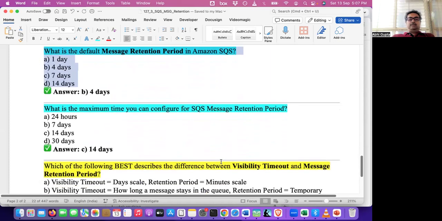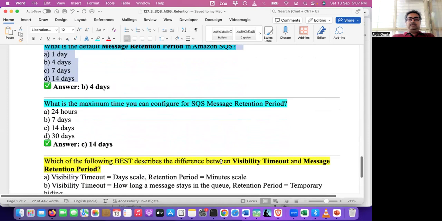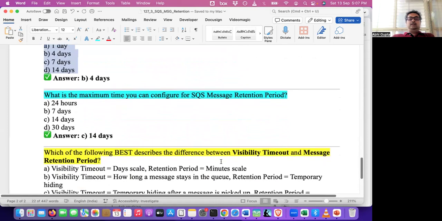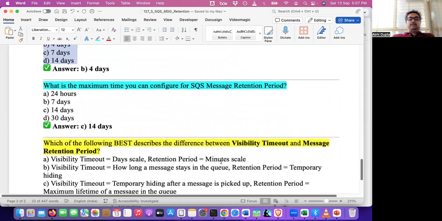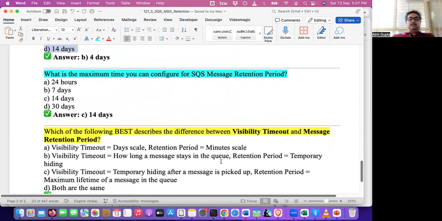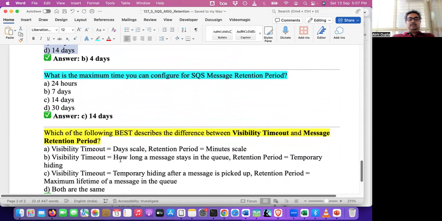Which of the following best describes the difference between visibility timeout and message retention period? You can pause and try to answer. Visibility timeout is temporary hiding after a message is picked up. Retention period is the maximum lifetime of a message in the queue. So the answer is C.